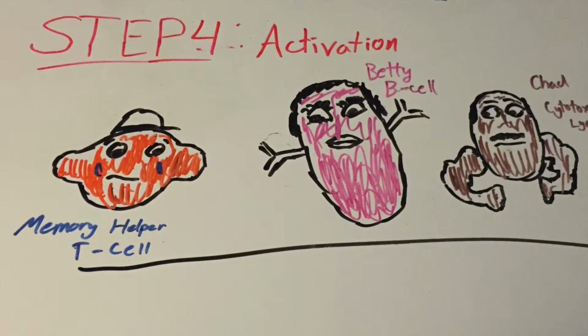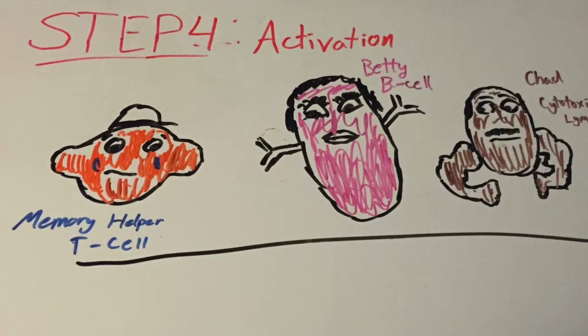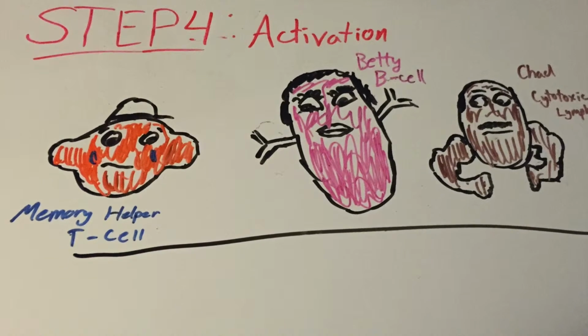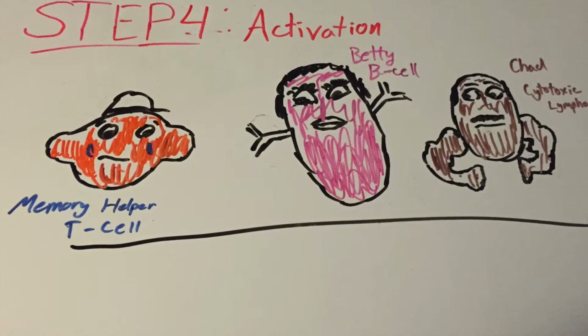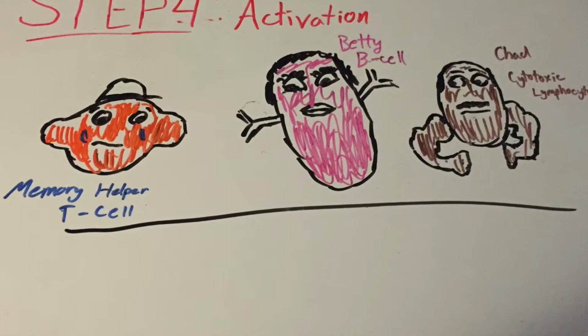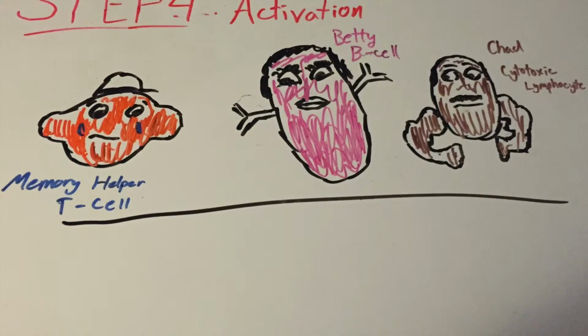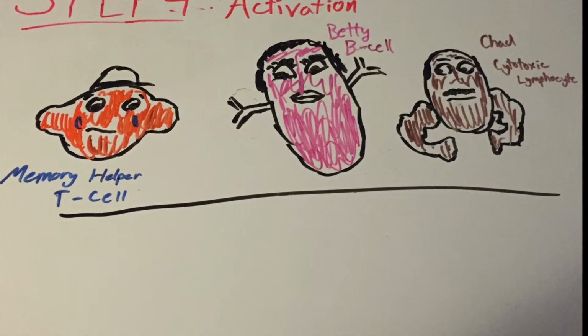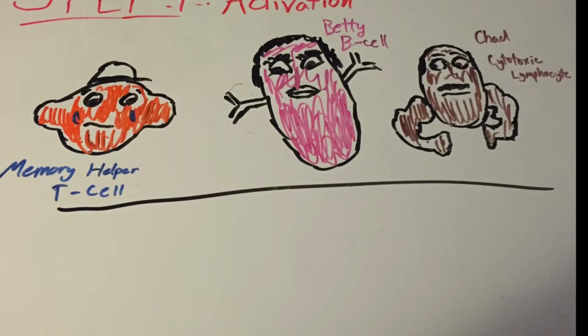TIMI will then release chemical signals known as cytokines to Betty B cell and ChAd, the cytotoxic lymphocyte. ChAd will recognize the antigen and destroy the cell if it is intracellular, aka within the cell. Betty may have already known about the antigen if she was able to recognize it early on, but TIMI will signal to her and other B cells.